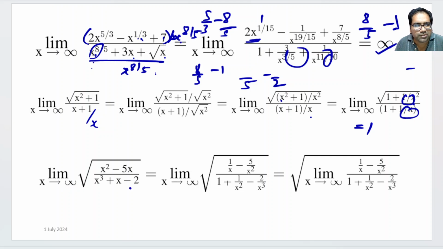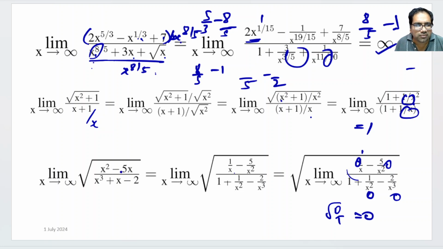Now here, x tends to again positive infinity, x square minus 5x by x cube plus x minus 2. What we'll do, we'll take the highest power and divide everything by this highest power. We'll get 1 plus x by x cube, which is 1 by x square, minus 2 by x cube. In the numerator, x square by x cube, which is equal to 1 by x, minus 5 by x square. So now this will tend to 0, 1 by x is 0, this is 0, this is 0. So ultimately we'll be left with 0 by 1, which is equal to 0.